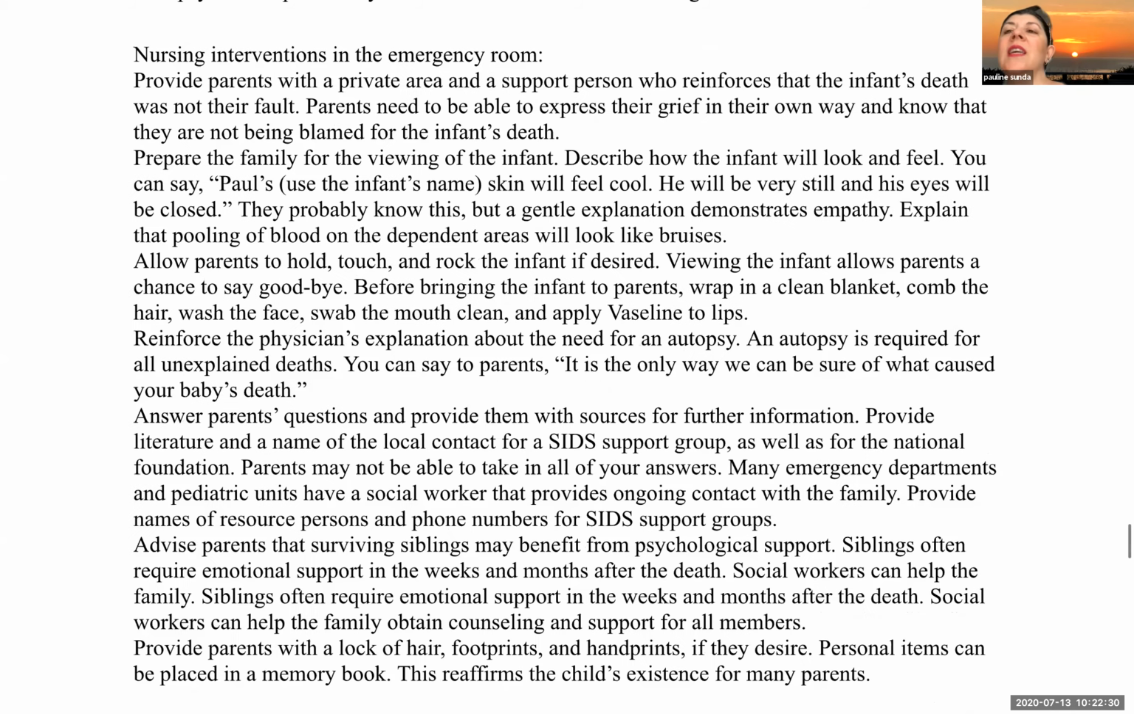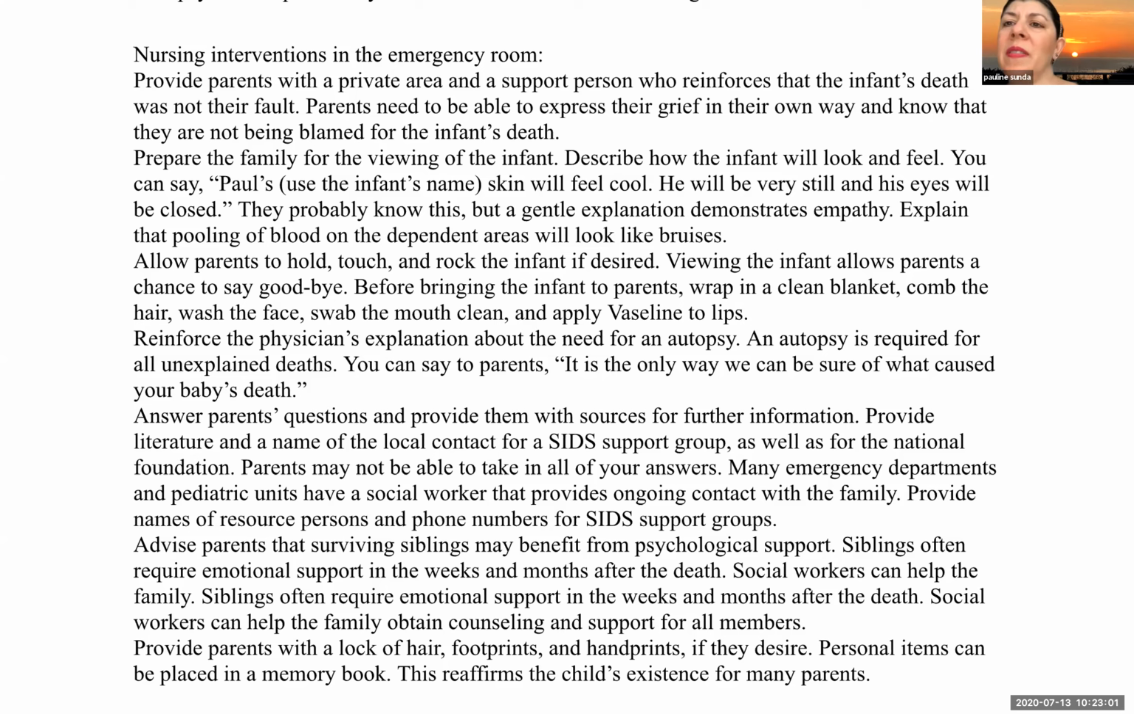Nursing interventions in the emergency room. We want to provide the parents with a private area and a support person who can help them with the child's death and reinforce that this was not their fault. Parents need to be able to express their grief in their own way and know that they're not being blamed for the infant's death. Prepare the family for the viewing of the infant. Let them know how the child is going to look and feel. Also refer to the child by their name.